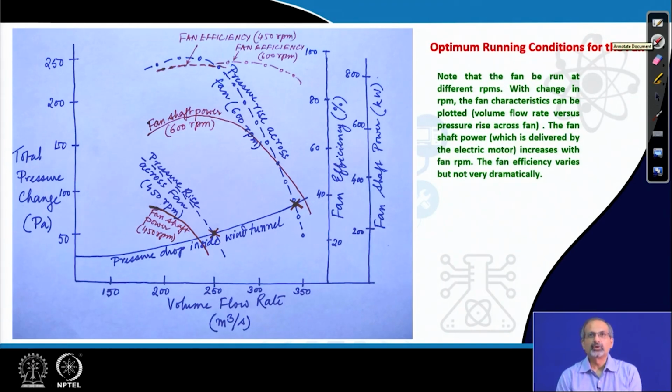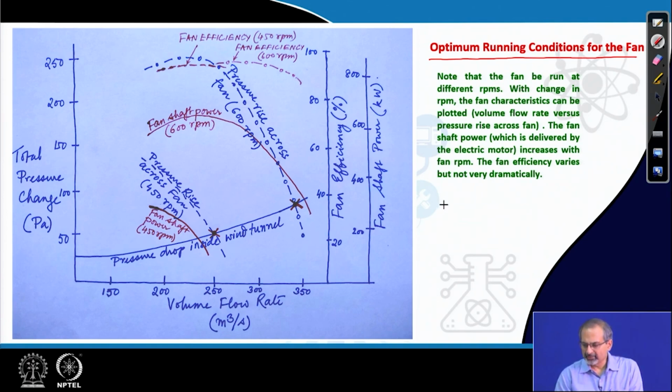Let us have a quick look at the optimum running conditions for the fan. We have taken figures from a computational study which was done for a large facility in the form of a closed circuit wind tunnel, and some of these figures are representative of that simulation, but we are going to interpret the values through a qualitative approach, and we will try to appreciate the main points which these curves are trying to represent.